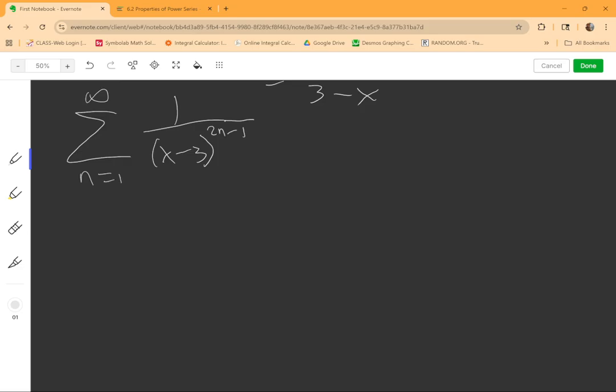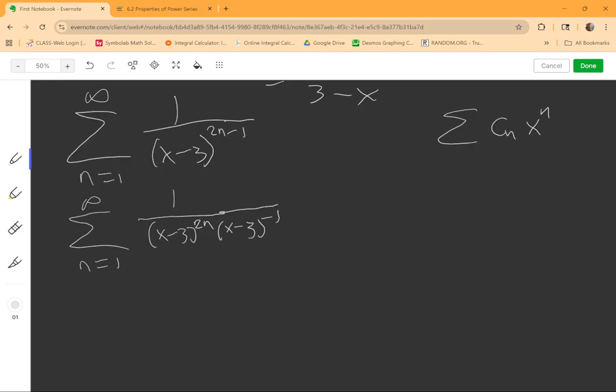Okay, so again, I'm trying to work off of this model here, Cn x to the n, right? Just our basic geometric series here. So the first step here is I'm just going to do some manipulation. So it looks like it's centered at 3. So n is equal to 1 to infinity, 1 over x minus 3 to the 2n, x minus 3 to the negative 1.